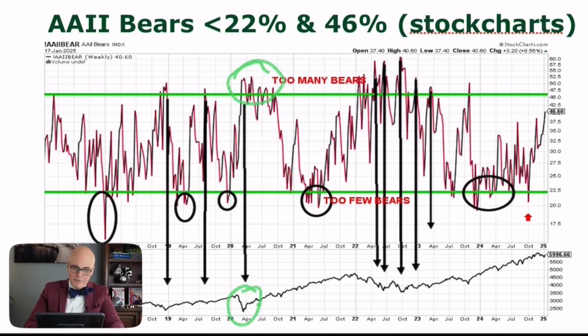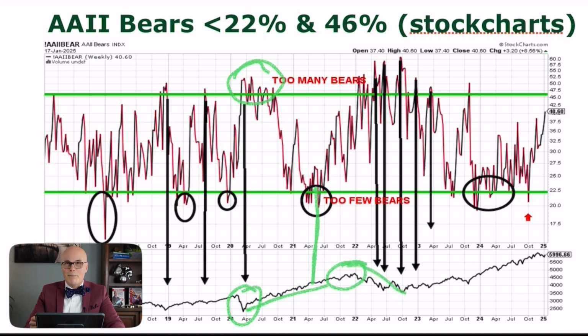Now, after that correction, the market moved into a bull market, and suddenly, about 3/4 of the way through the upside, we saw that their survey was showing too few bears. The bears were almost non-existent. Everybody wanted to buy stocks. This happened just before the market peak in late 21. Boom, down went the market.